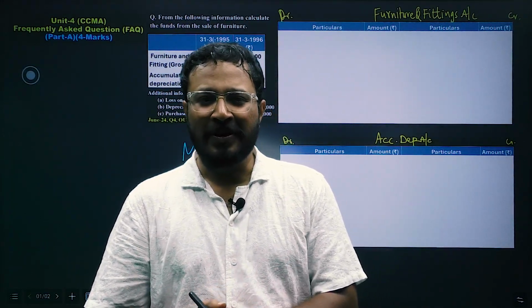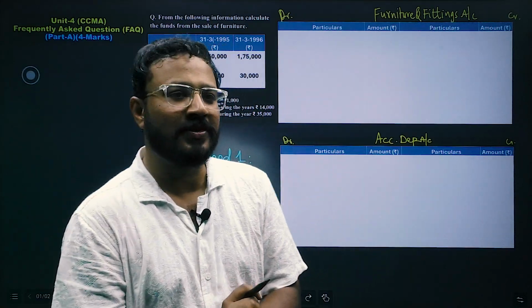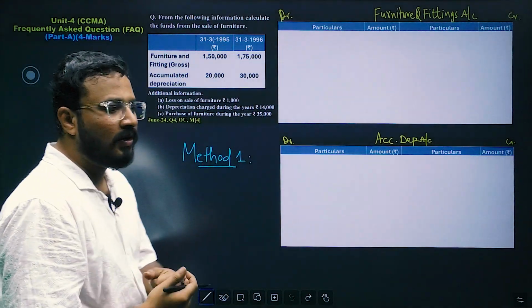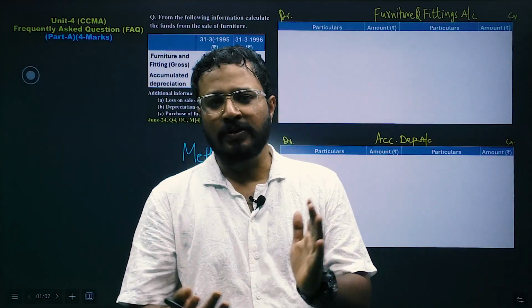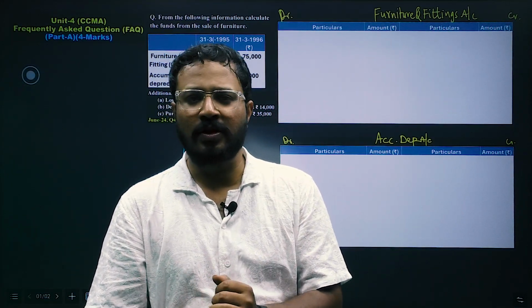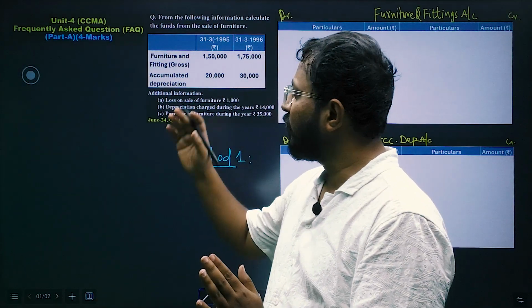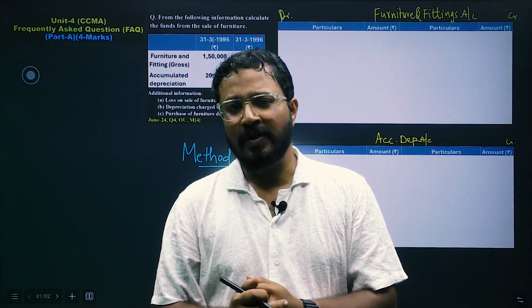I am Ajay Punna. Today we are going to see a short problem which was asked in the previous year, June 24, in question number 4. This will be given in Part A. Part A questions are all short answer questions for 4 marks each. This question is from Unit 4, Funds Flow Analysis.